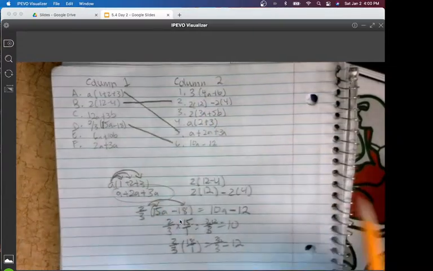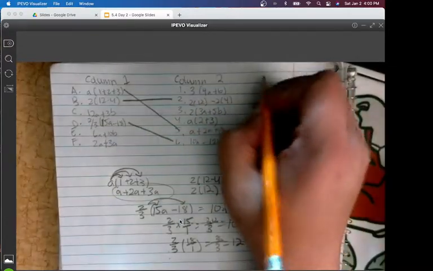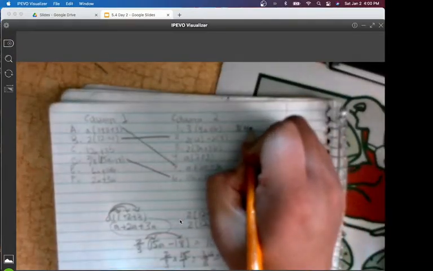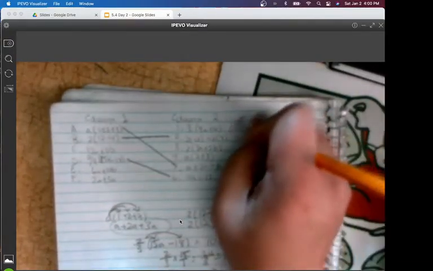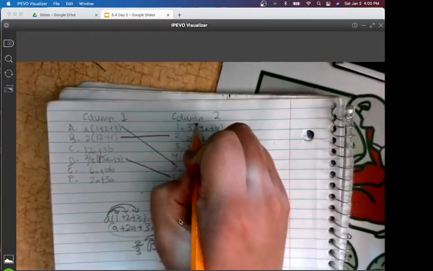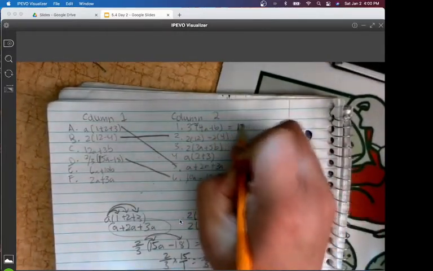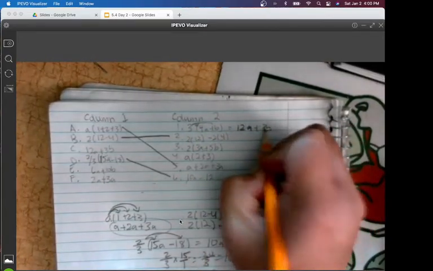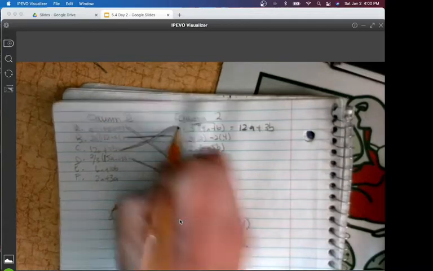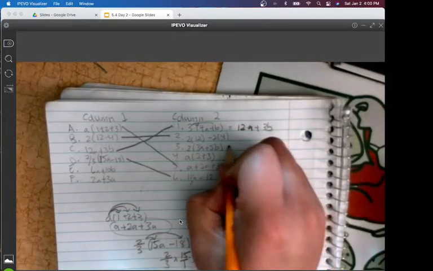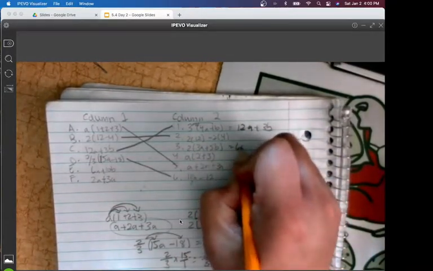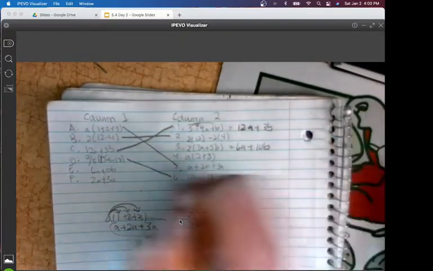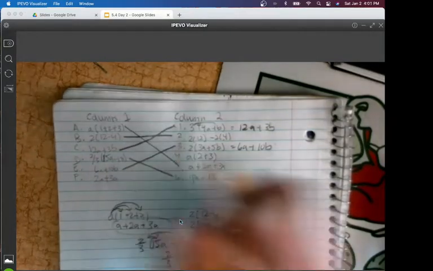So we have 3 times 4a plus b. Just gonna do my rainbow. 3 times 4a is 12a. Put a plus sign. 3 times b is 3b, which is right there. This one, 2 times 3a is 6a. 2 times 5b is 10b, which is right there.